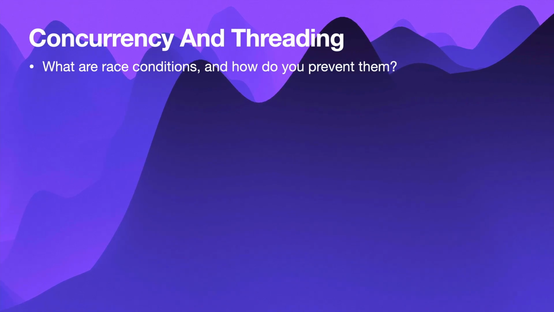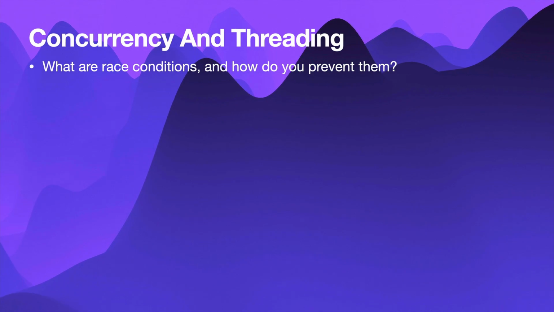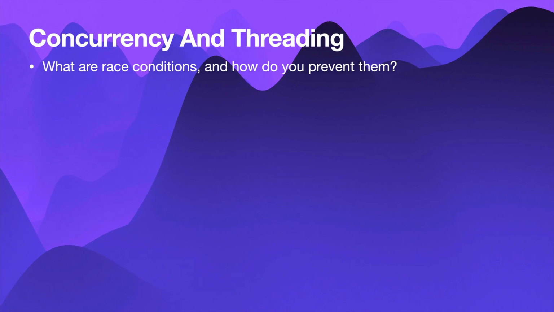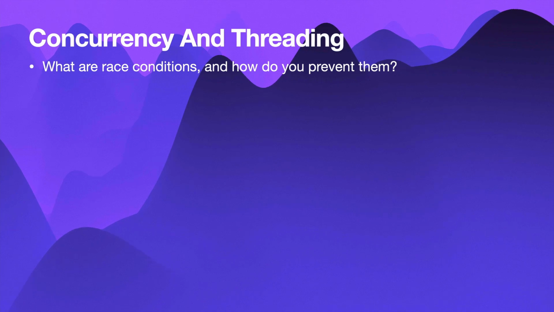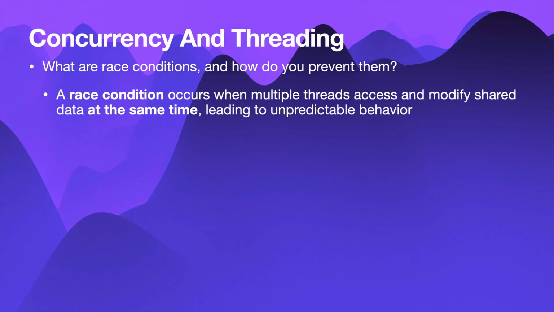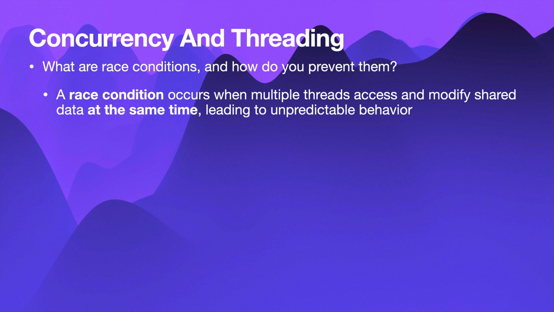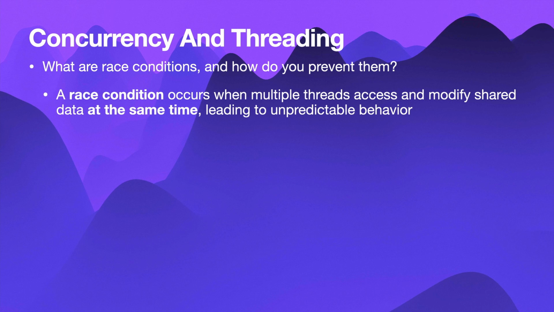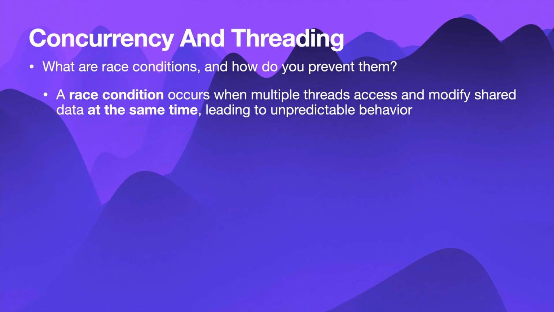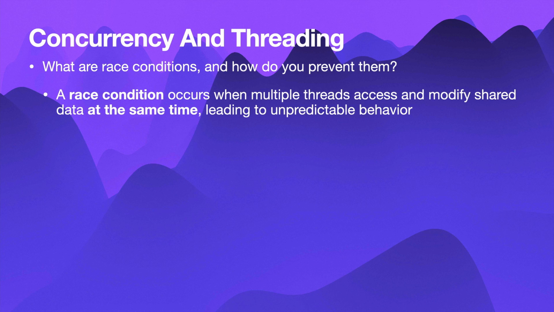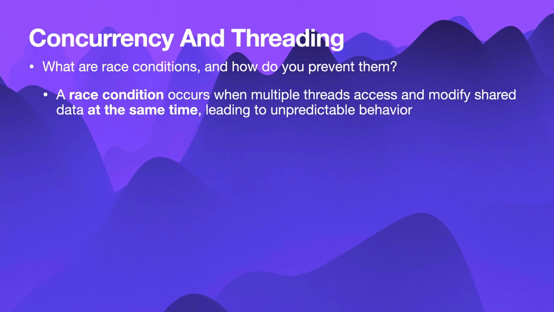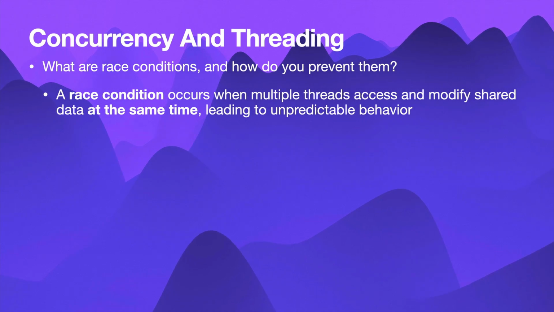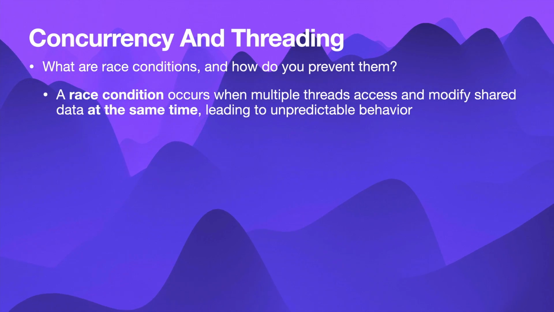So now we're getting into some more of the fun stuff. So what are race conditions and how do we prevent them? So go ahead and pause the video and see if you can explain what a race condition is and how we can prevent race conditions from happening. So a race condition occurs when multiple threads access and modify shared data at the same time, leading to unpredictable behavior. So we've sort of touched on this concept when we talked about the differences between classes and structs. And race conditions can happen with classes because we have multiple threads that could potentially modify some shared data at the same time, leading to unpredictable behavior.